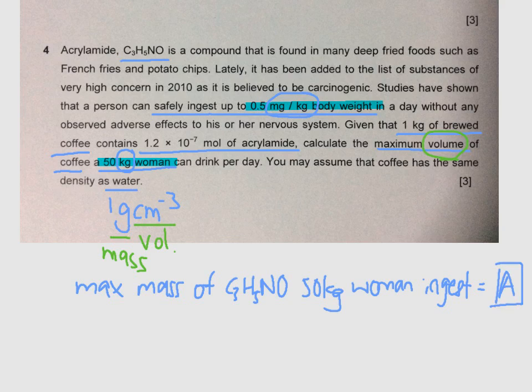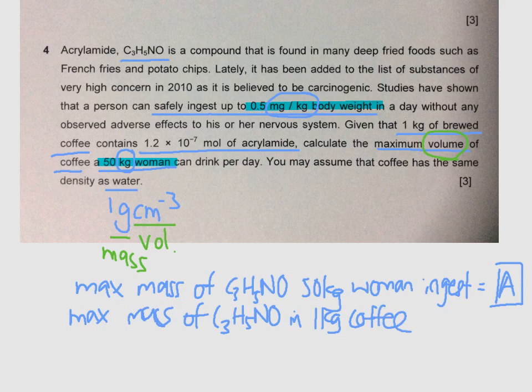Next, from the 1 kg of brewed coffee containing 1.2 times 10 to the power -7 mole of acrylamide, you will be able to find the maximum mass of acrylamide in 1 kg coffee. From the amount of acrylamide given and from the molar mass of acrylamide that you can calculate, you should be able to calculate the maximum mass of acrylamide in 1 kg coffee. So this one will be B.